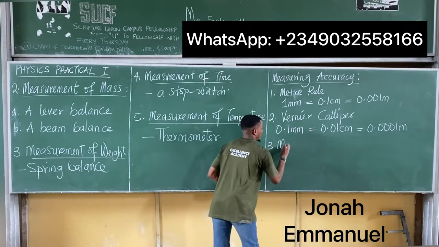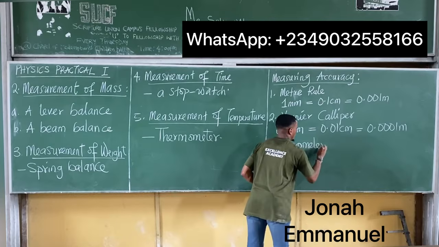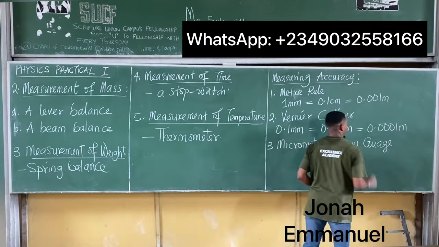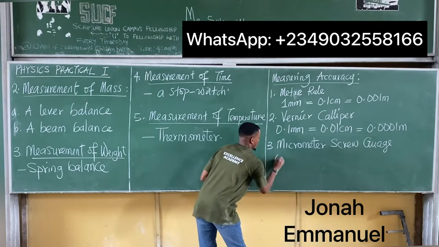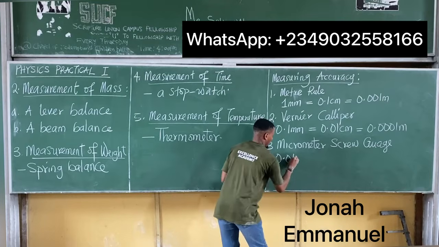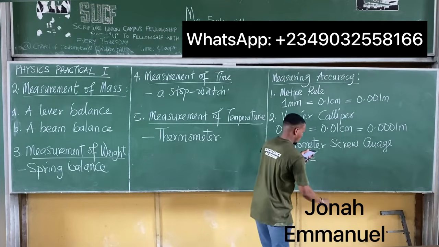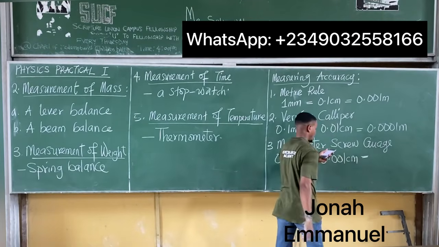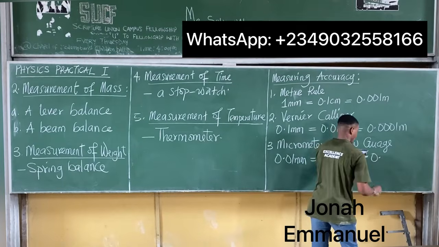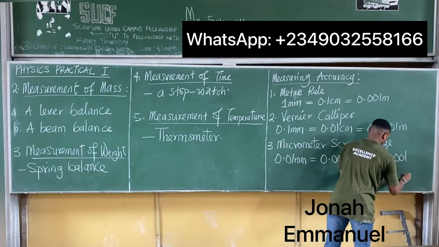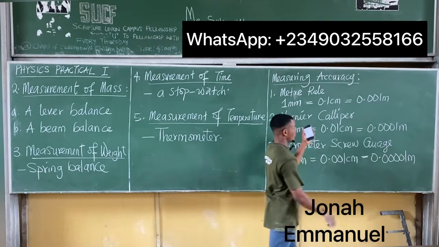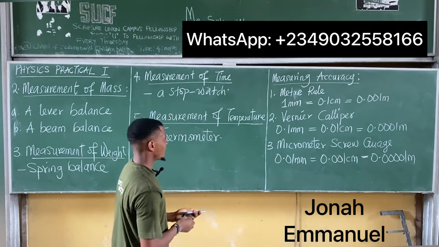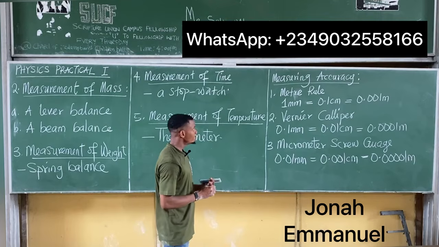Finally, I have micrometer screw gauge. For micrometer screw gauge, your measuring accuracy is 0.01 in millimeters. Divide by 100 gives you 0.001 cm. By 1000 it gives you 0.00001 meters. So please note these, you can be asked any of them. These are their various measuring accuracy.